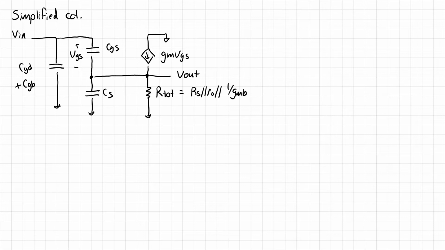So let's go ahead and do that. Maybe I'll choose a different color here. So GM, the current through the dependent generator is GM times VGS, which is Vin minus Vout. This is equal to Vout over R tot, that's the current flowing through that resistor, plus Vout times SCS, that's the current flowing through the CS capacitor, plus the current flowing through CGS, which is Vout minus Vin times SCGS. Okay, so that's the KCL.